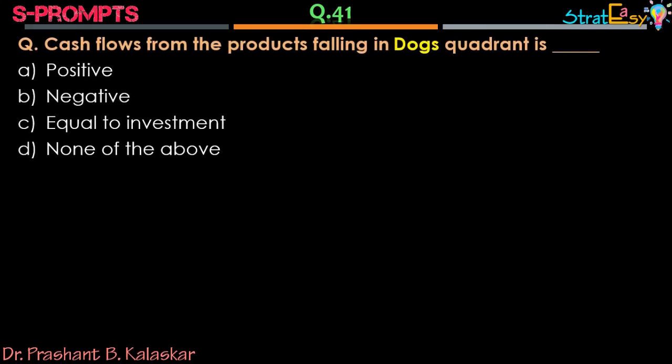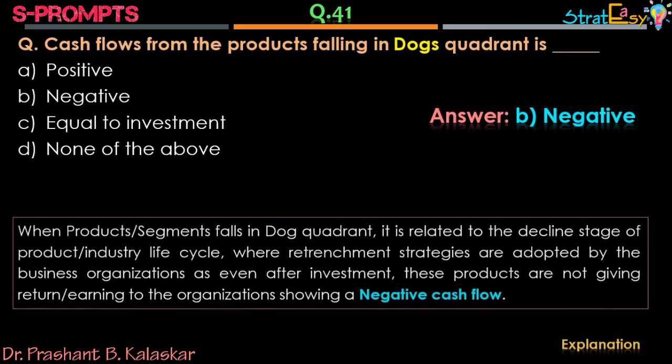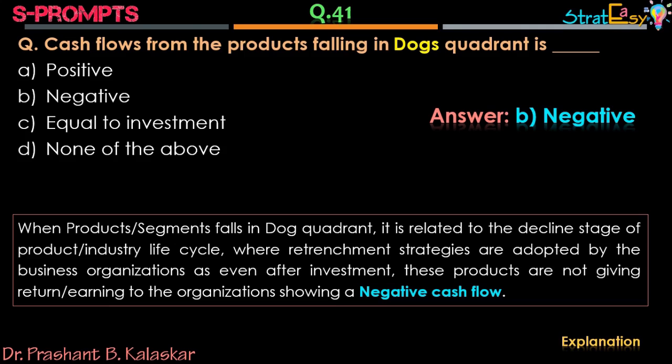Question number 41. Cash flows from the products falling in the dog quadrant are, and the right answer is option B, negative. When products or segments fall in the dog quadrant, it is related to the decline stage of the product or industry life cycle, where retrenchment strategies are adopted by the business organization, as even after investment, these products are not giving returns or earnings to the business organization and they are showing negative cash flow.